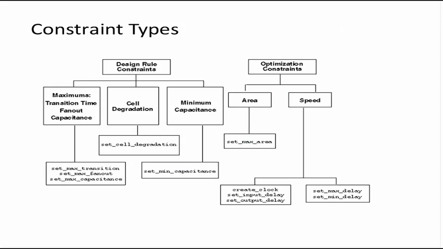For speed, create clock, set input delay, set output delay. These are the three most important commands that you should remember. As far as setting the clock parameters is concerned, they are more useful for timing analysis than for synthesis. So once you define the clocks, define the input delay, define the output delay, all the timing paths are constrained. For completely combinational paths, you could use virtual clock or you could use the set max delay command. Don't worry much about set min delay, we will use it afterwards.